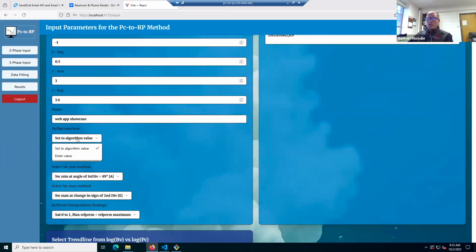Now, where do we want to define our relative permeability values? Do you want to let the algorithm do it, or do we want to enter a value? It gives you that choice. We'll let the algorithm do it here. Same way here, the algorithm will give it a choice.